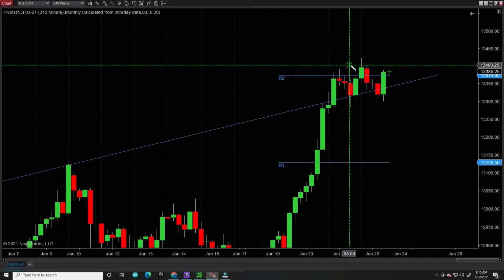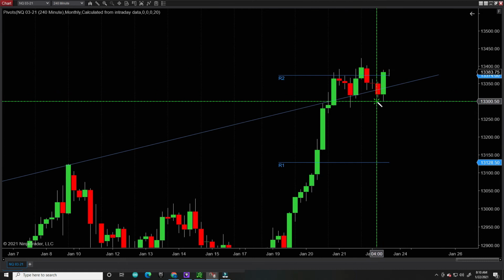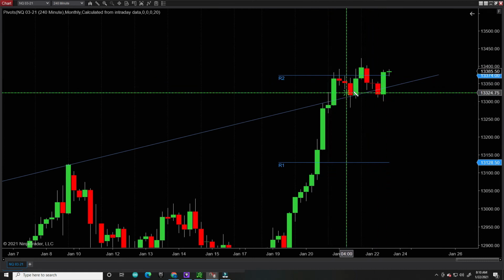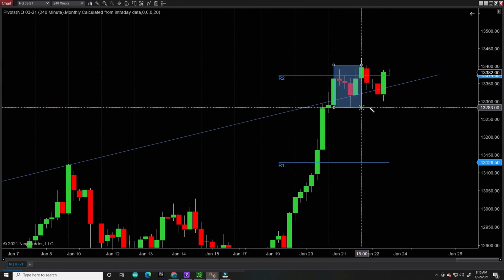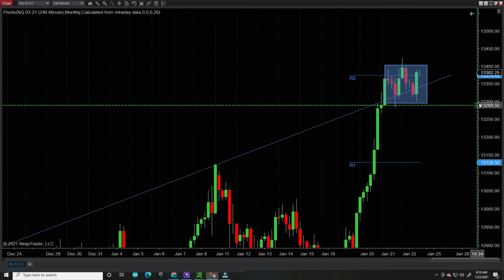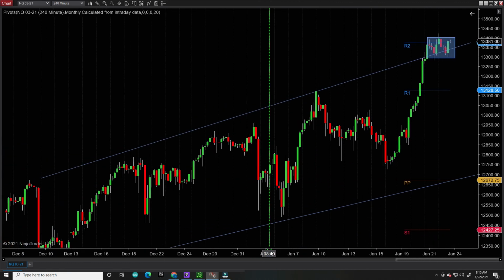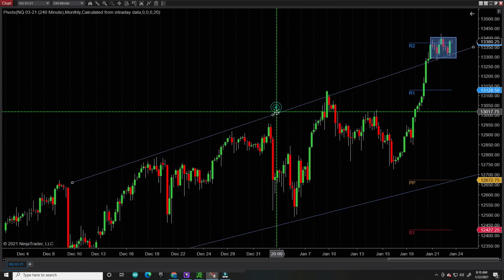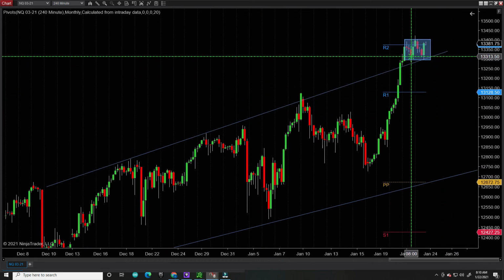So what we had here is what tried to evolve into a channel, evolved into kind of a range area. So we have the breakout of this channel line. Is there any surprise? There should be no surprise that we're having this happen.